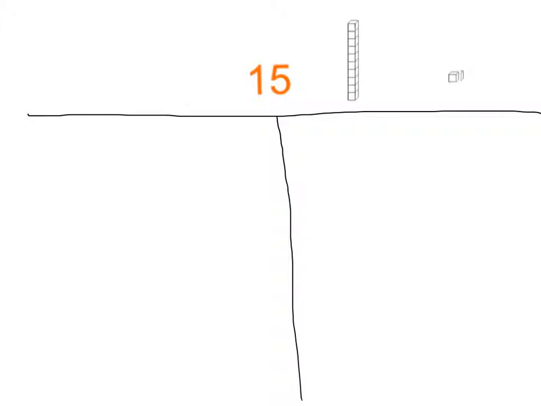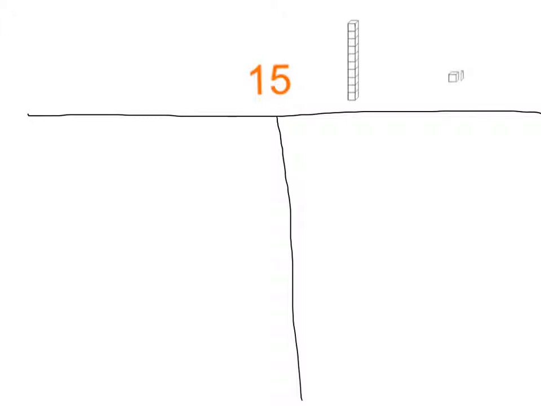Here I have the number 15. The number 15 is made up of 5 ones and 1 10. I can represent this number in two ways with the MAB blocks. Can you think of the two ways?